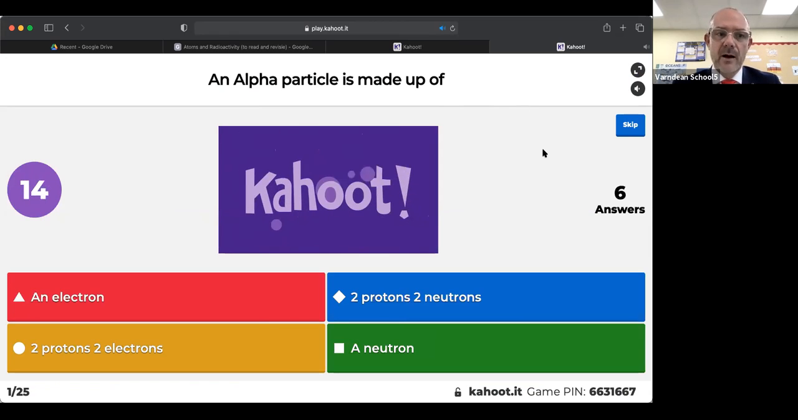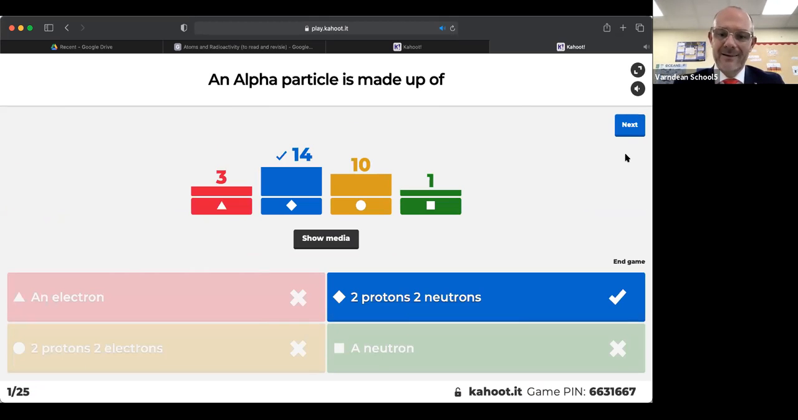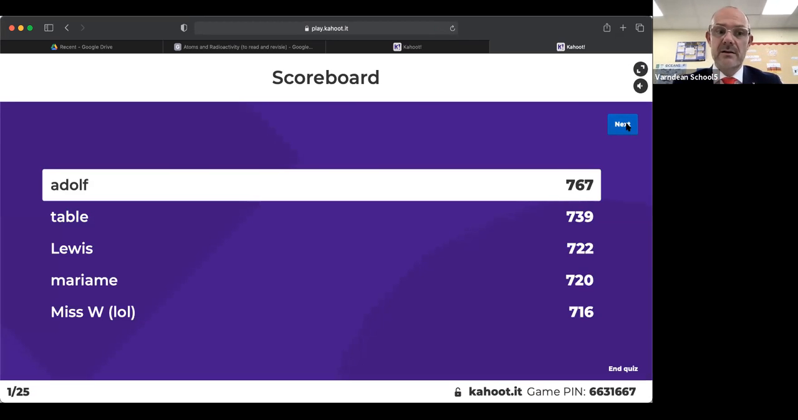Alpha particle is made up of. We've drawn it. I've talked about it. No, I'm going to let you have all the time for that one. Excellent. 2 protons, 2 neutrons, helium nucleus. Fantastic. You need to know that.